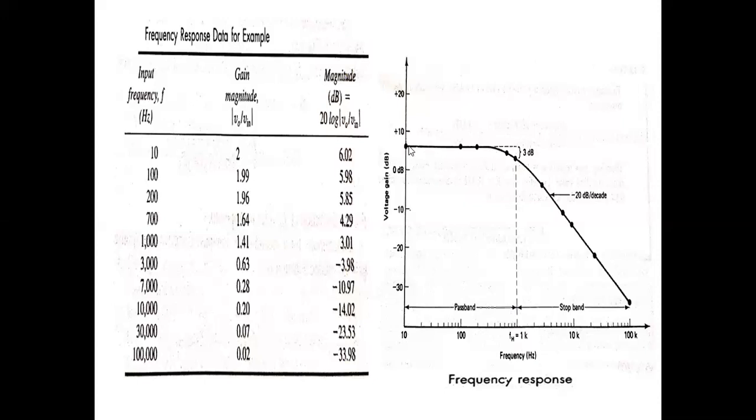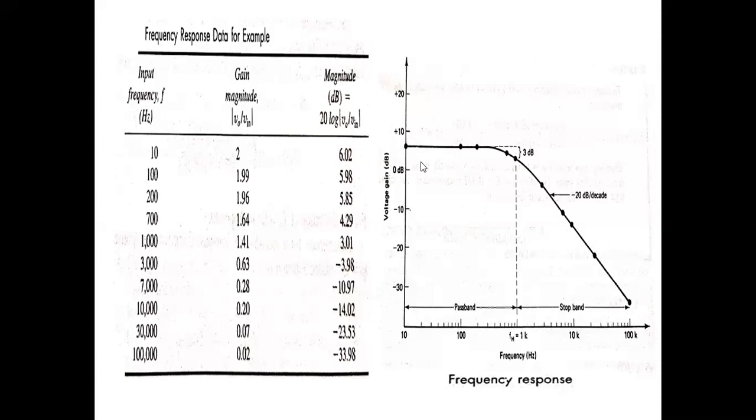Hence it passes all frequencies up to 1 kilohertz, and after that it attenuates. That is what we studied in the theory class, and it has been designed here in order to understand it more meaningfully, right? This is how we should calculate the filter frequency response.